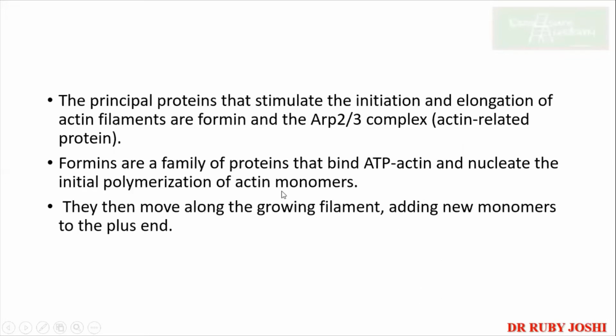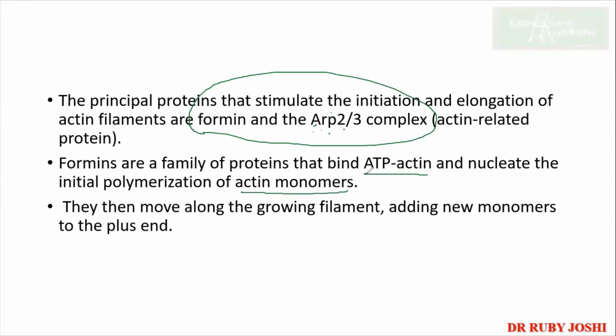ठीक है. So the principal proteins which stimulate the initiation and elongation of these actin filaments are formin and ARP2/3 complex. Okay, so ARP is your actin related protein 2 and 3 complex. Please remember ये दो, formin and the ARP2/3 complex, where ARP stands for actin related protein. So the formins are the family of proteins which will bind ATP actin and nucleate the initial polymerization of actin monomers. So we just saw that when nucleation is happening, it means 3 molecules of G actin are coming together to start the actin polymerization.